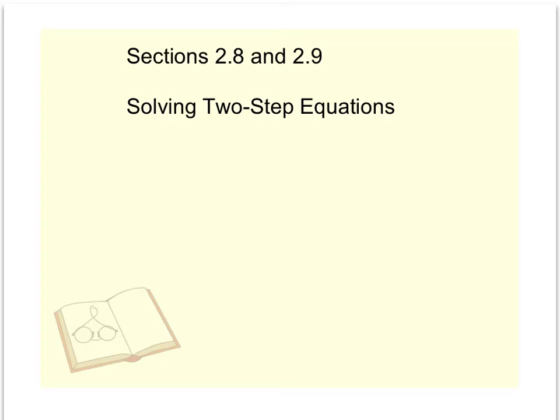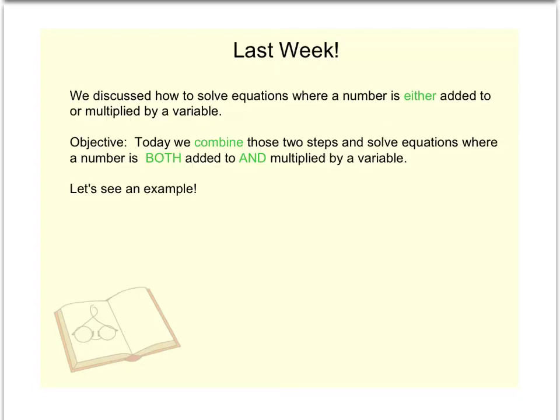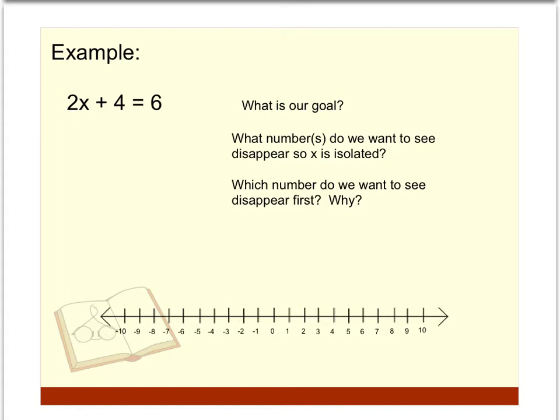Today we're going to talk about solving two-step equations. If you remember from last week, we discussed how to solve equations where a number is either added to or multiplied by a variable. Well, today we're going to combine these two steps and solve equations where a number is both added to and multiplied by a variable. So let's look at it.